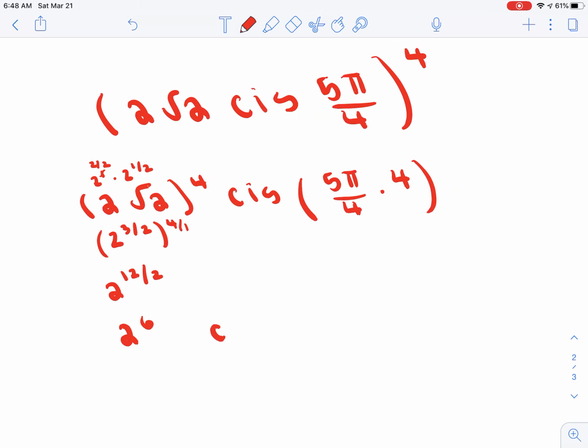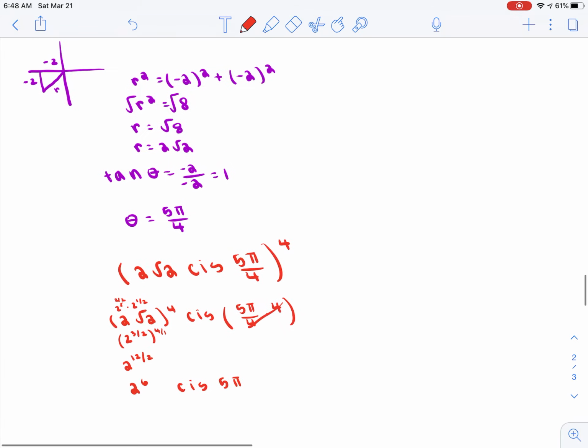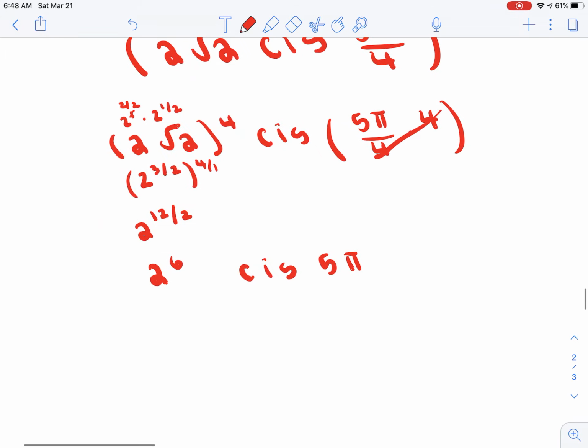Over here, we're going to get cis. These 4s are going to cancel, and we're going to get 5π as a result. So what you end up getting for this, 2 to the 6th power, well, 2 to the 5th is 32, 2 to the 6th is 64, cis 5π.